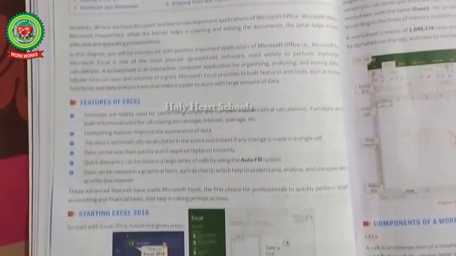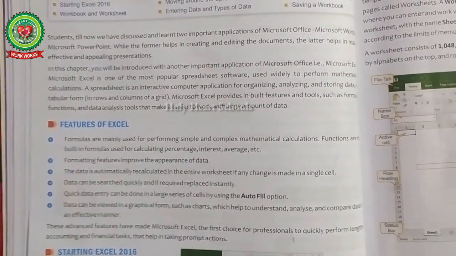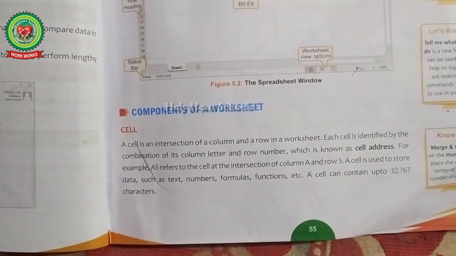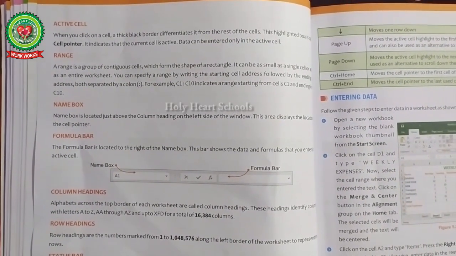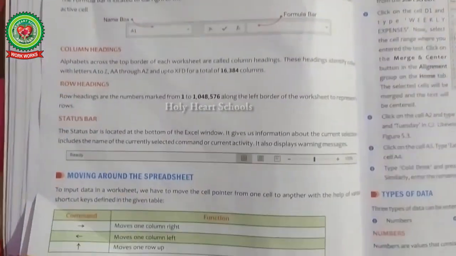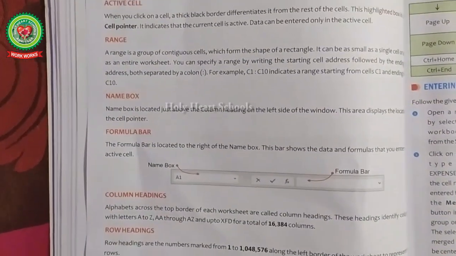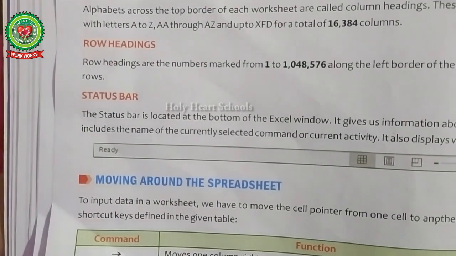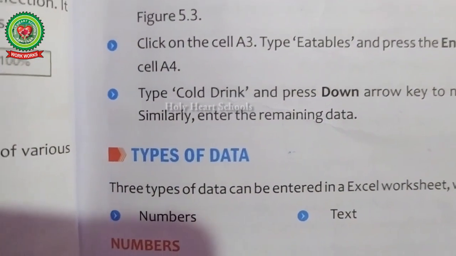And in that chapter you have learnt a spreadsheet software, that is Microsoft Excel, its features, about workbook and worksheet, and one component of a worksheet. Today we'll continue the same chapter from page number 56 and 57. Today we will discuss other components of Microsoft Excel, how to move around the spreadsheet, how to enter data, and what are the different types of data.